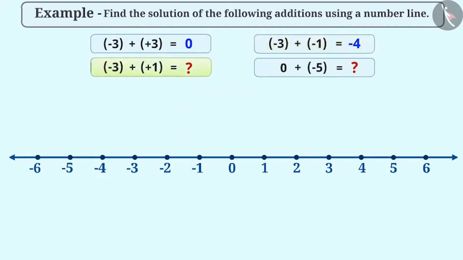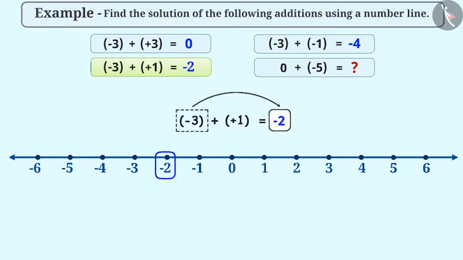For addition of -3 and +1, we first move 3 steps to the left of 0, and since +1 is a positive integer, we will move 1 step to the right and reach -2. This is the result of -3 plus +1. When we add +1 to a number or move 1 step to the right, then we get the successor of that number.